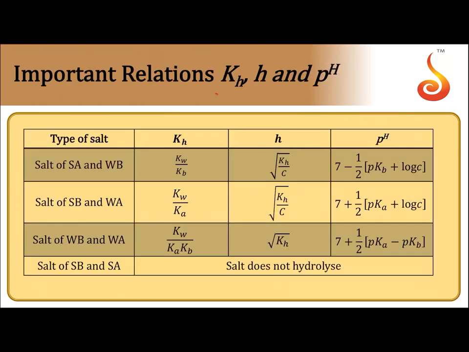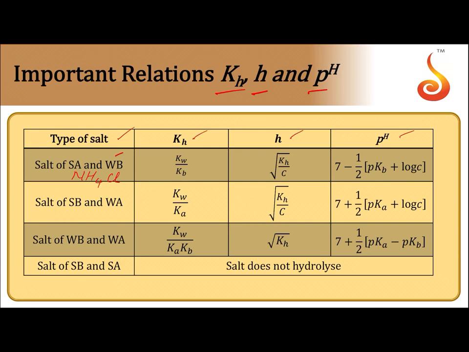Now let us take the relationship between the hydrolysis constant, degree of hydrolysis and pH with respect to aqueous salt solutions. So: type of salt, then Kh formula, then degree of hydrolysis, then pH formula. When you take a salt of strong acid and weak base, something like ammonium chloride, that is strong acid and weak base.